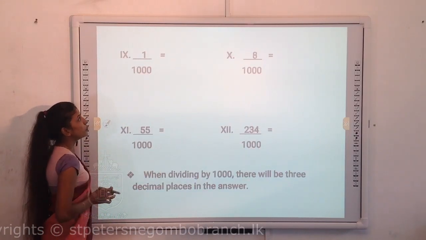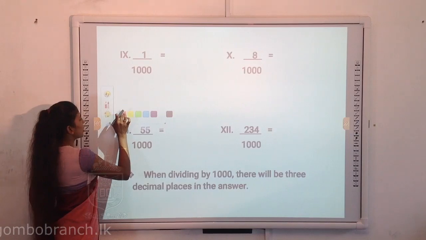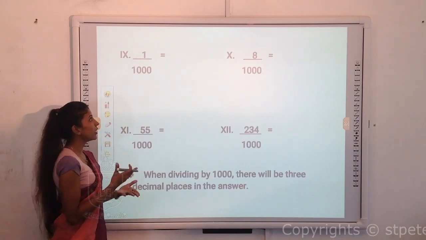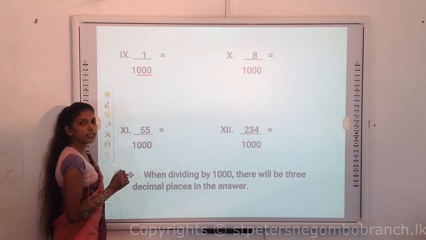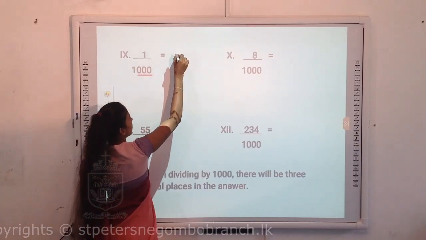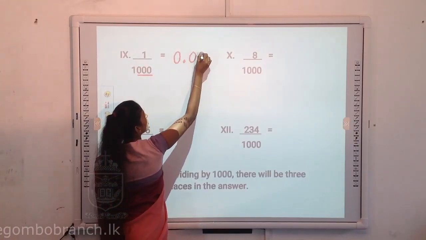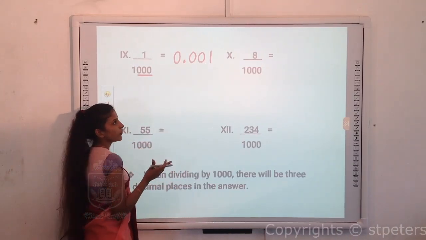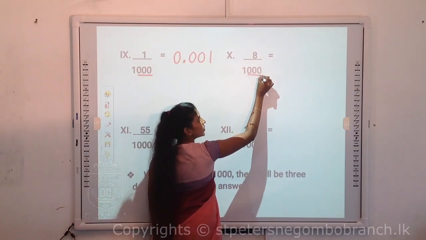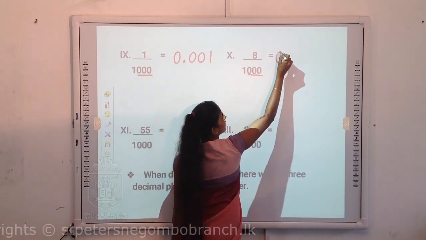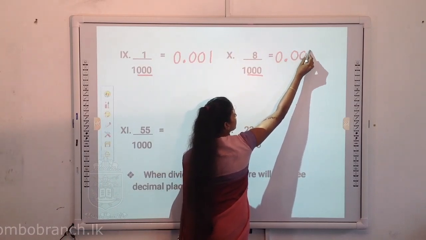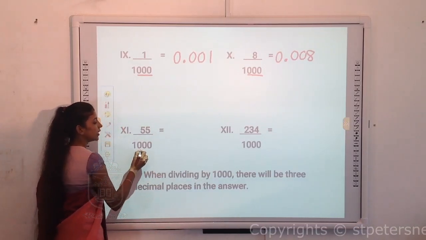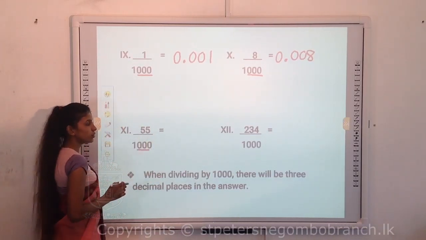Right, next, move to fractions having denominator 1000. Third power, that is 1000. There you have three zeros. If you have three zeros, there should be three decimal places. So we can express this as 0.001. Three decimal places, three zeros. Same way, next example, three zeros. The answer should have three decimal places, that is 0.008.